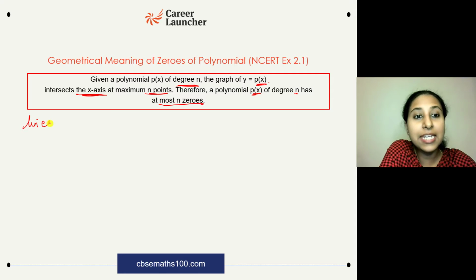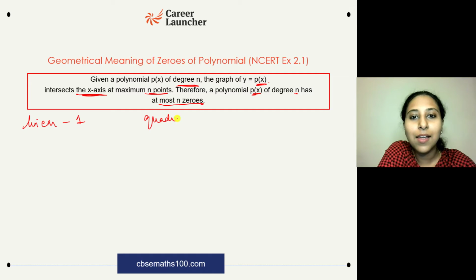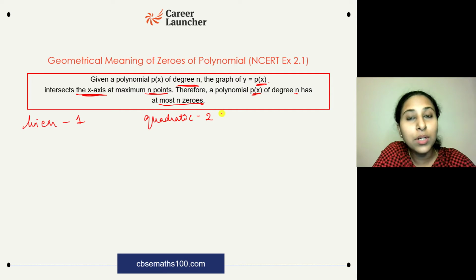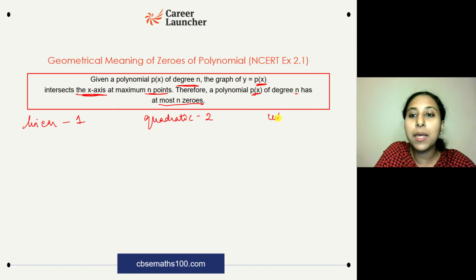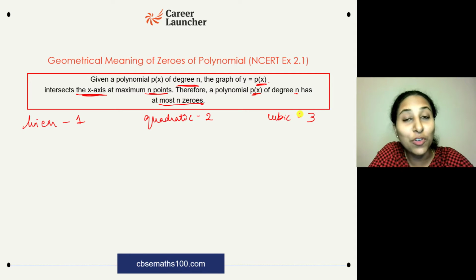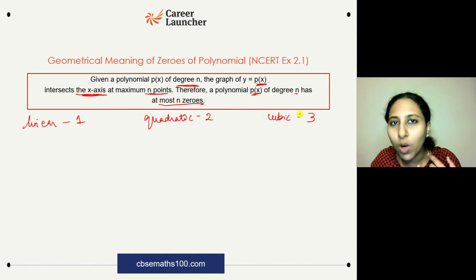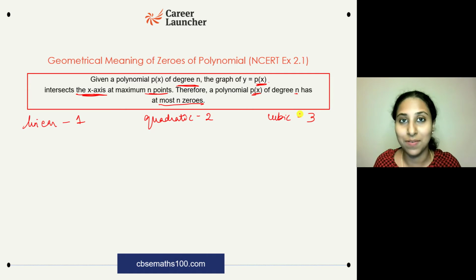If you have a linear polynomial, that means the degree is 1. If you have a quadratic, the degree will be 2. If you're having a cubic polynomial, the degree is 3. And then you have biquadratic, meaning degree 4, quartic, meaning degree 5, and so on. But these three are the most important ones.